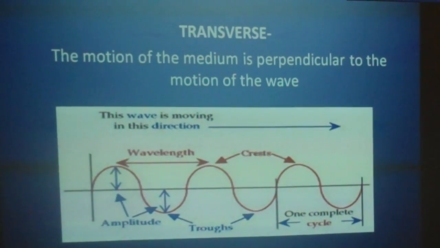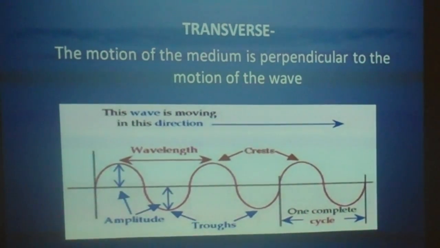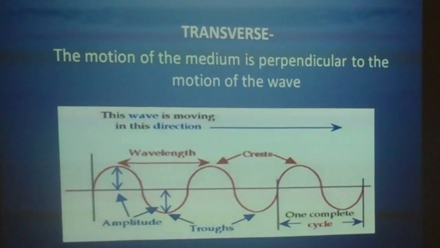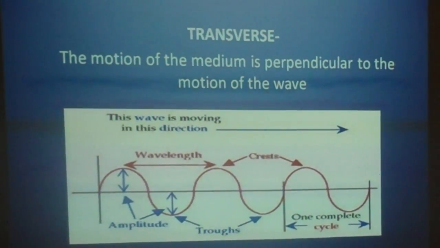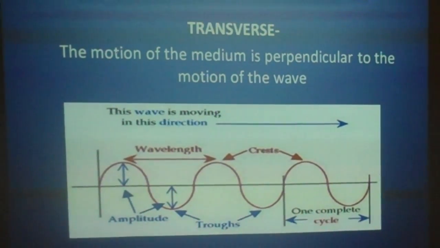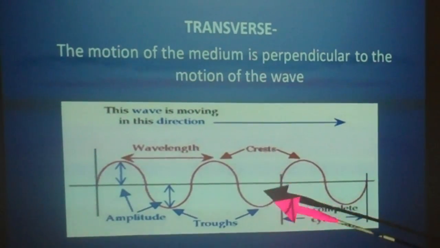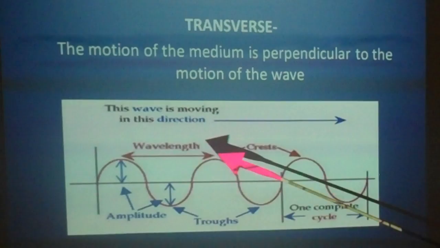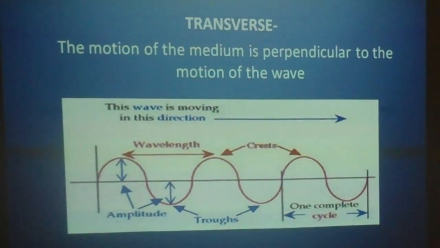Transverse waves. The wave is moving in one direction and the actual wave will go at perpendicular angles to the direction of the energy. You have the crest, which is the top, the trough, which is the bottom, and the amplitude is the height of the wave. The wavelength is the length of the wave.